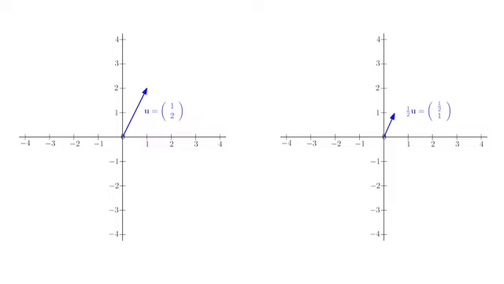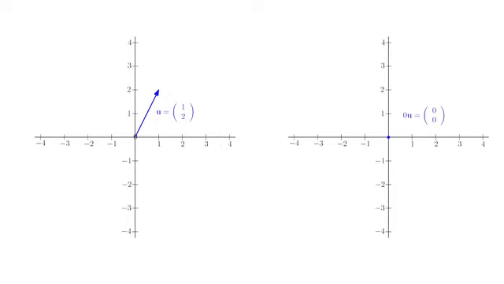What about if I'd multiplied my vector u by 0? 0 is a perfectly good scalar, and the definition tells us 0 times u should be the vector 0, 0. This is what we call the 0 vector. It doesn't go very far, so I've just represented it here by a point.